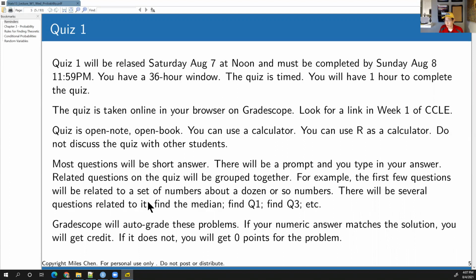Most of the questions are going to be short answer. Some of them are going to be multiple choice. Basically, it'll ask you a question like, what's the probability of this, right? And you just type in a number, 0.23, okay? And then that's it, okay?